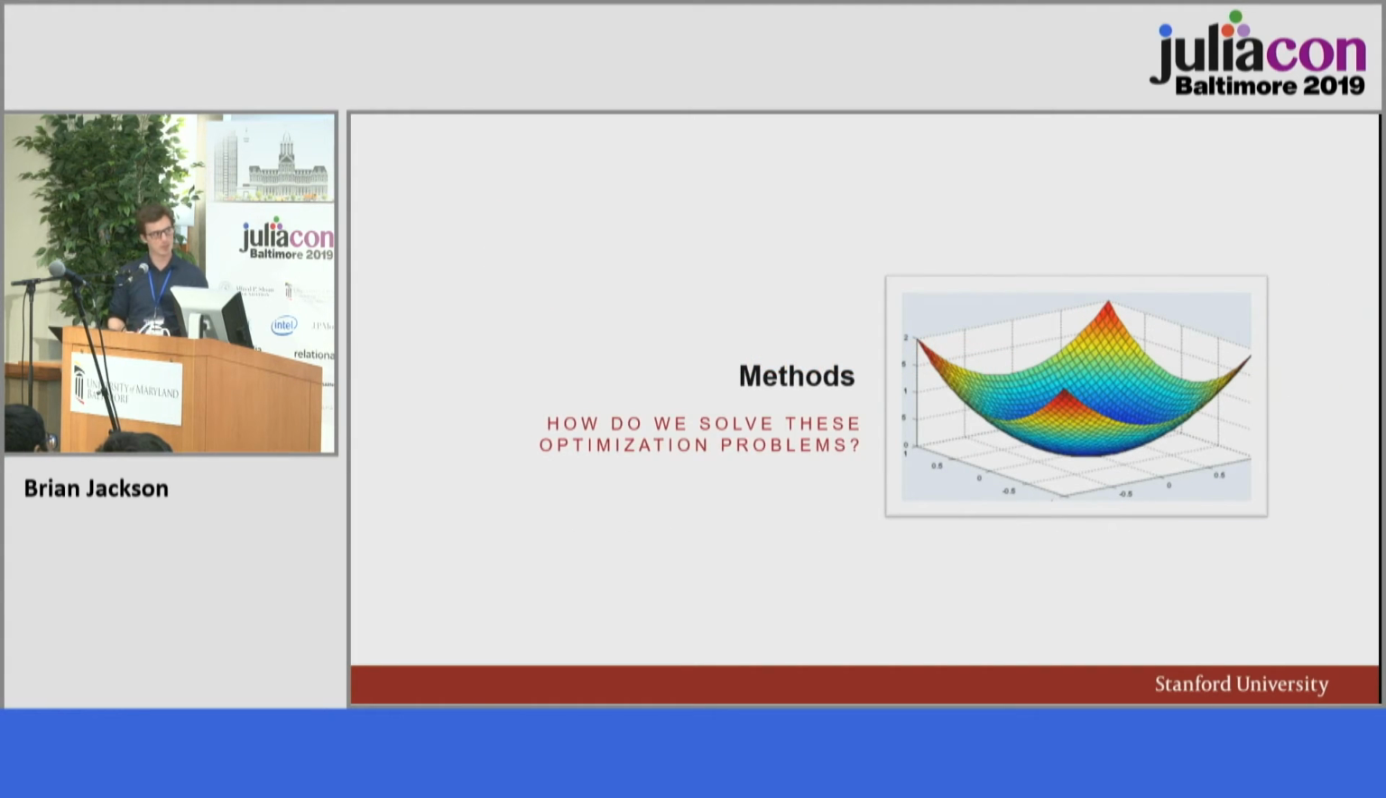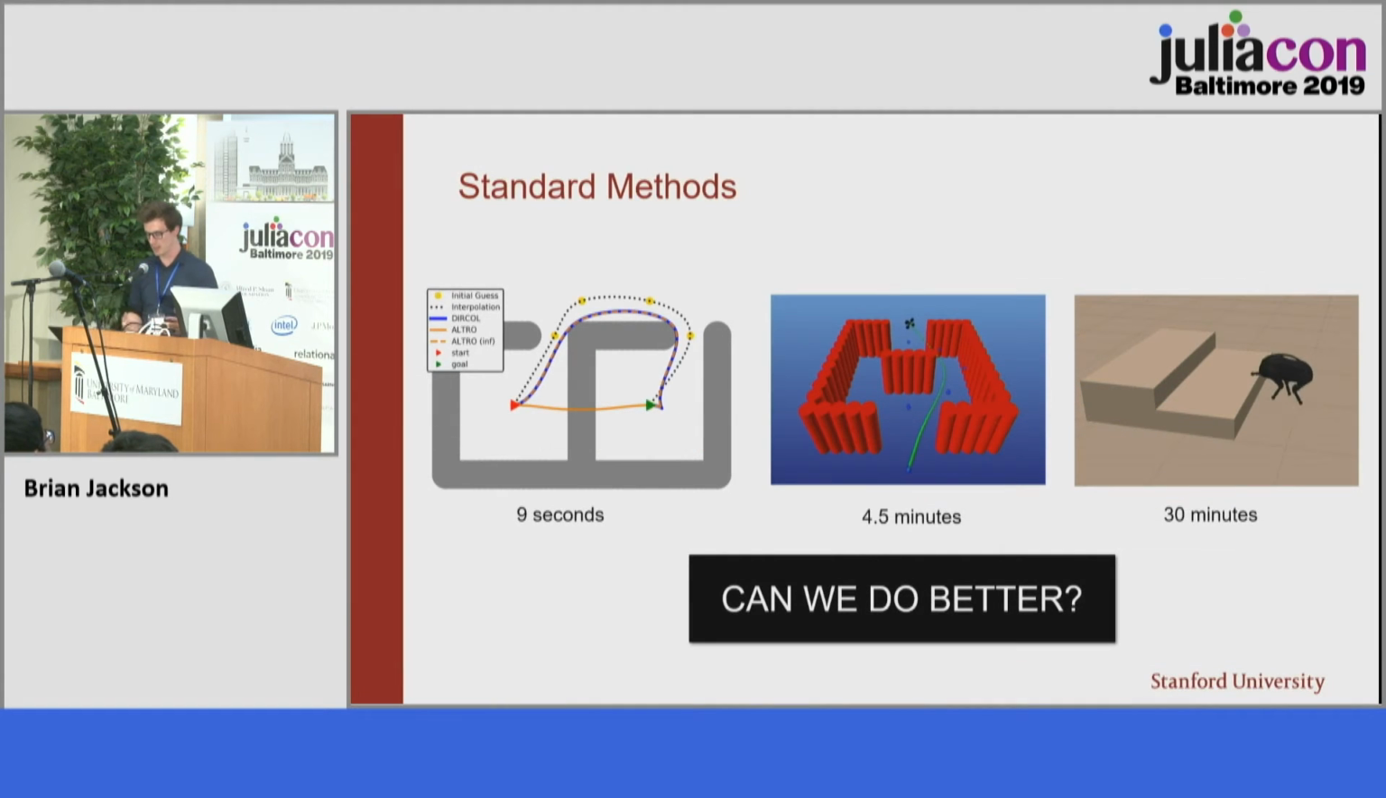So now that we've set up this problem, how do we actually solve these optimization problems? Typically, the standard state-of-the-art method is referred to as direct collocation, where you take all of the decision variables of your states and your controls, pass them off to a nonlinear programming solver such as SNOPT or IPOPT, and it gives you back a solution, doing all of its magic.